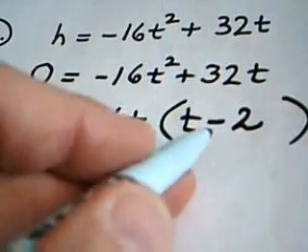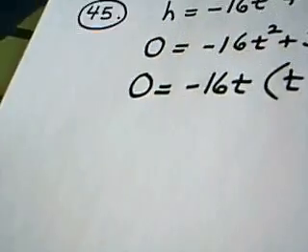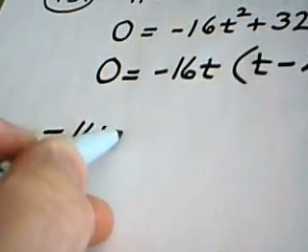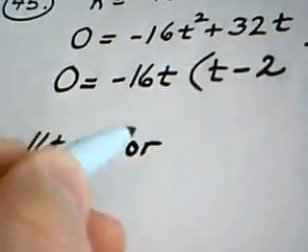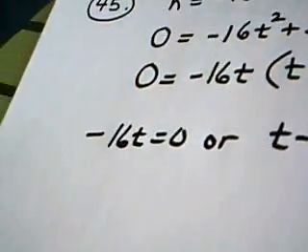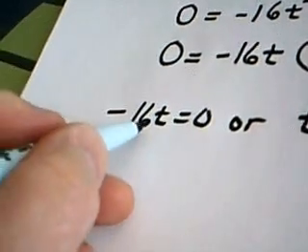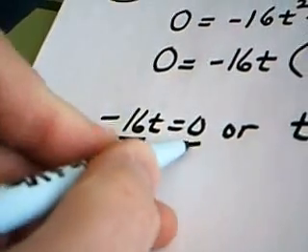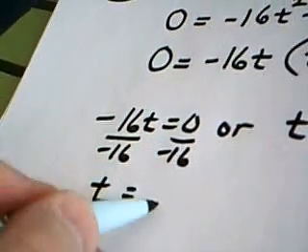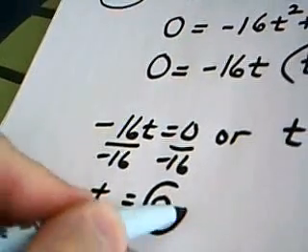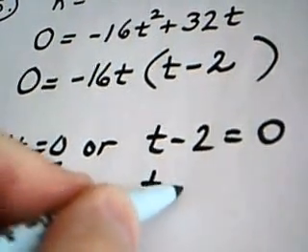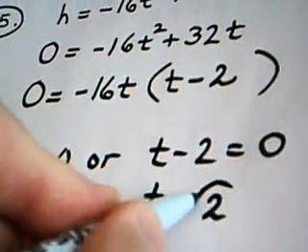So I have two factors equal to 0, so now I set up my cases. Either the first factor is equal to 0, or the second factor is equal to 0. If negative 16t is 0, we divide both sides by negative 16. 0 divided by negative 16 is 0. If t minus 2 is 0, t is equal to 2.